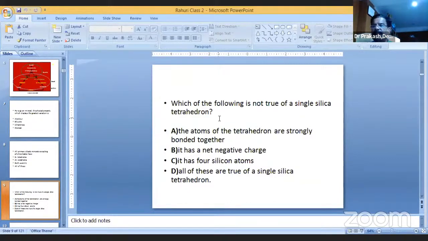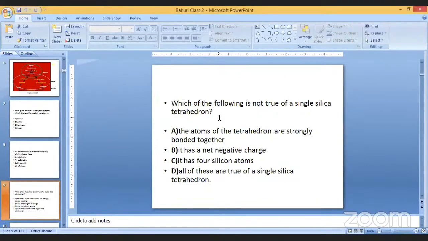Because if there are 4 oxygen and 1 silicon, silicon is tetravalent and carries 4 positive charges. Each oxygen carries 2 negative charges. So that becomes 8 minus, 8 minus plus 4 positive, 4 minus. It will always have a negative charge. It has 4 silicon atoms? So C, no, it's not the case.